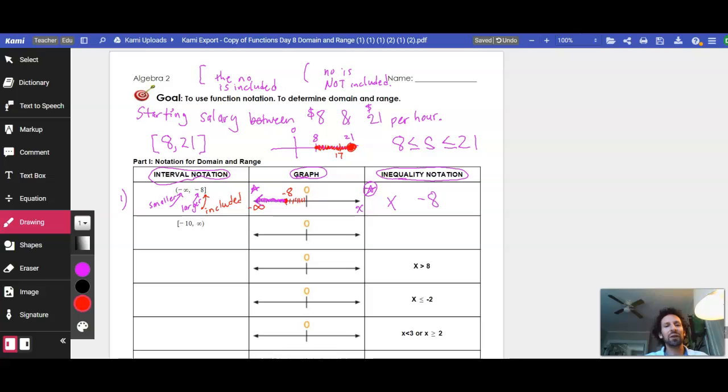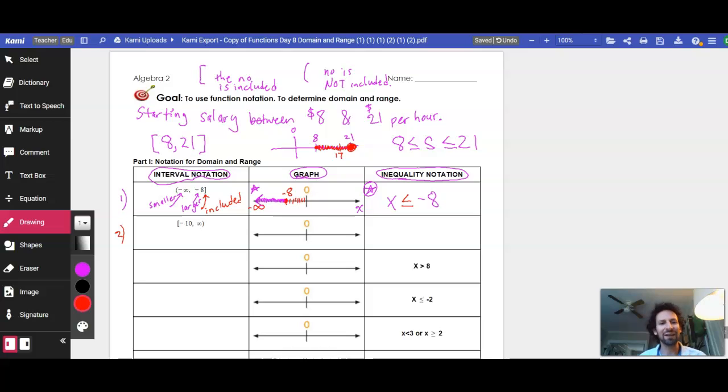When there's just one variable and it goes to infinity, we always write the x on the left, followed by the inequality symbol, in this case less than or equal to negative 8. And again, why did we choose less than or equal to? Why is there that equal to sign? Because negative 8 is filled in and because we have a bracket for negative 8. So this here is inequality notation, like the kind you saw in Algebra 1. Now I want you to pause the video and try the second one. See if you can do the second one on your own.